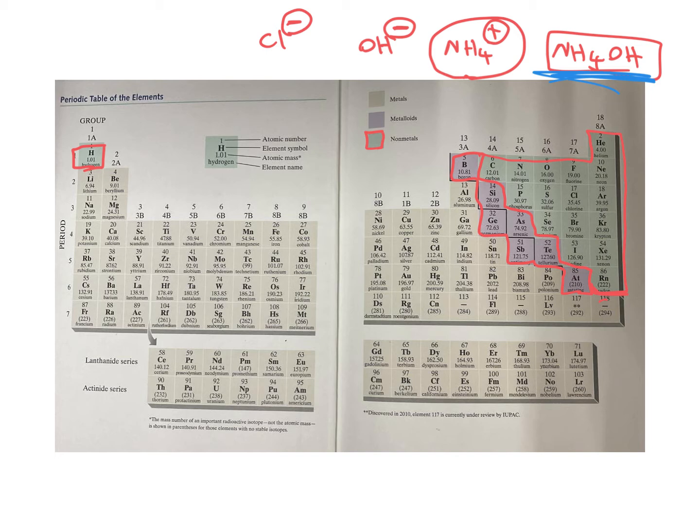But if I ask you in NH4OH unit, how many atoms do we have? What would be the answer? Exactly. So you have 1 nitrogen, 5 hydrogens, and 1 oxygen. Does that make sense?